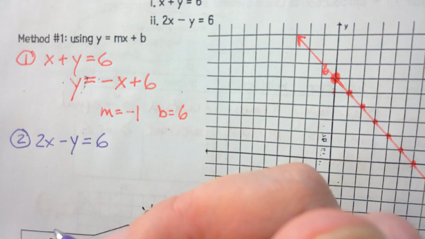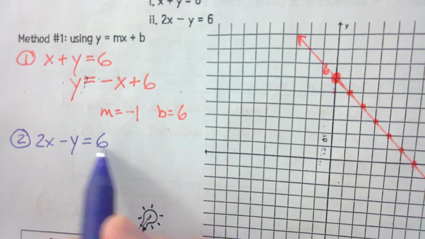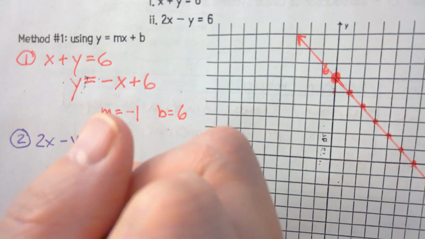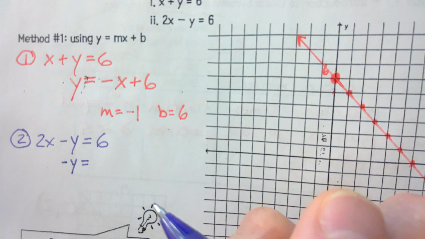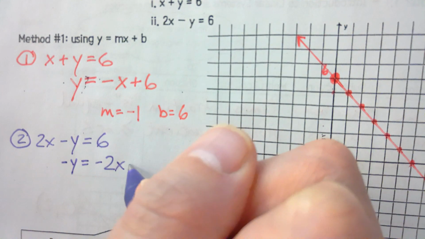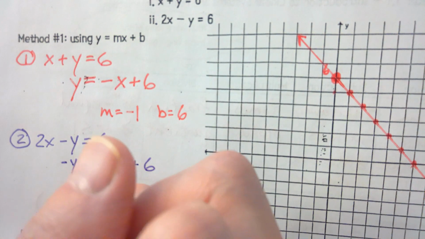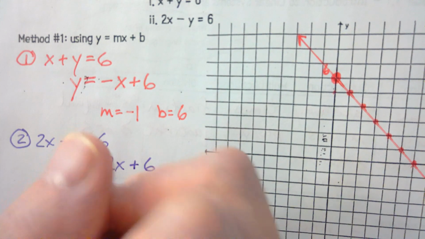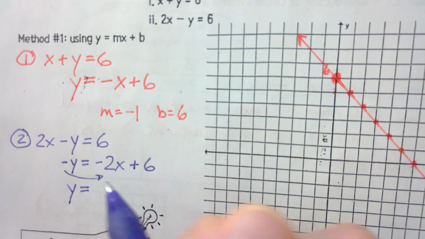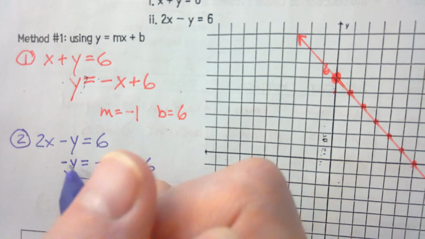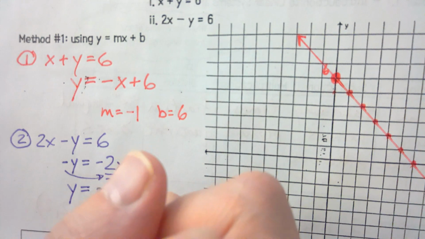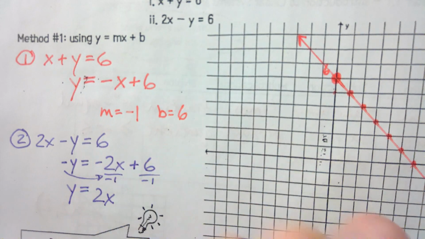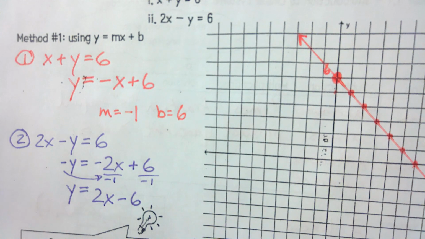Can you help me with this one? Rearranging it. Perfect. But I don't want negative y. I just want positive y. So what do I do with that negative? Yeah, right, because it's like you're dividing everything by negative 1. So then you get y equals positive 2x minus 6.